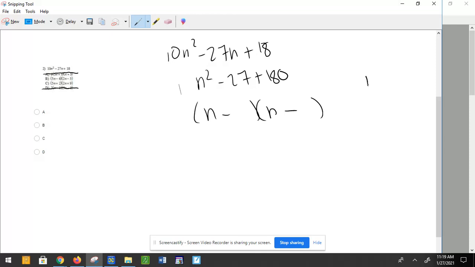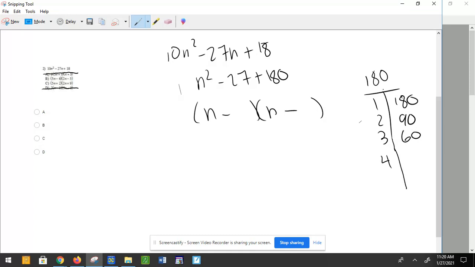If you can figure that out off the top of your head, that's great. If not, I'm making a chart. 1 and 180 add to 181, so it's not that. 2 and 90 add to 92, so it's not that. 3 and 60 would add to 63, so it's not that.